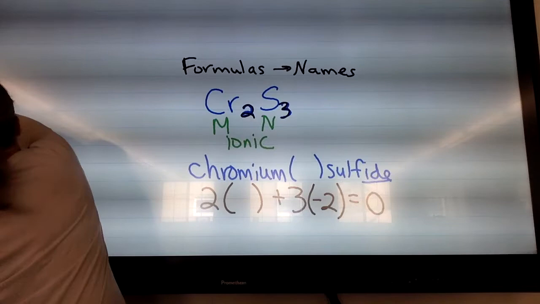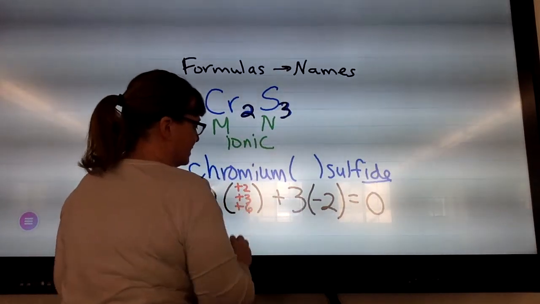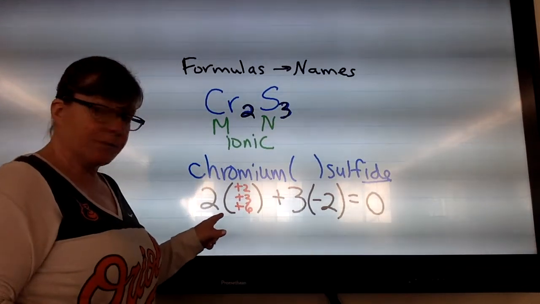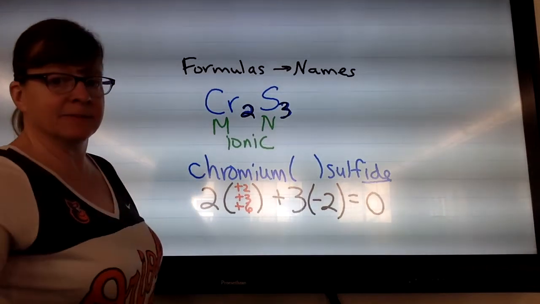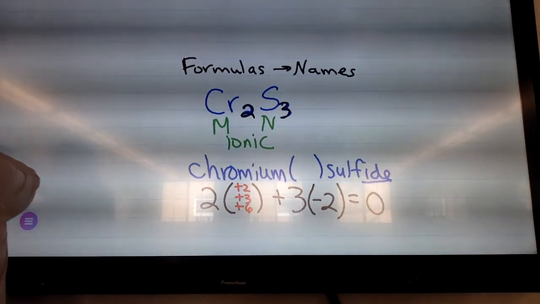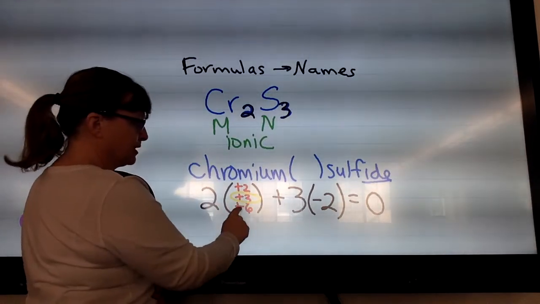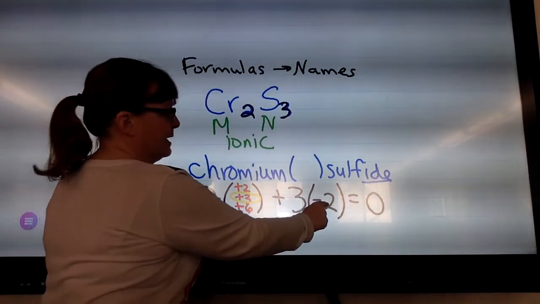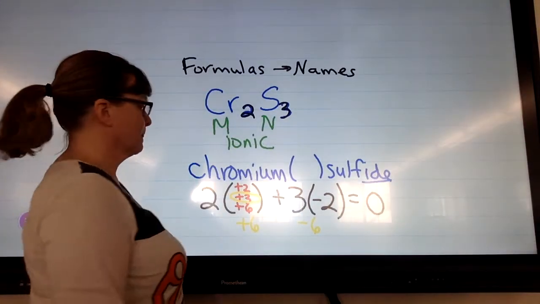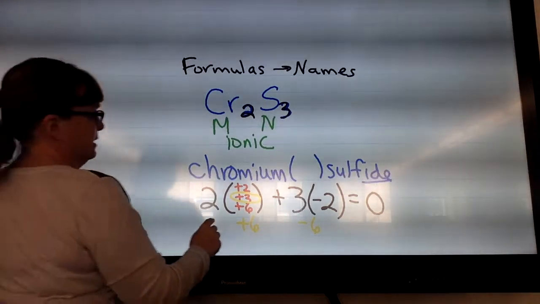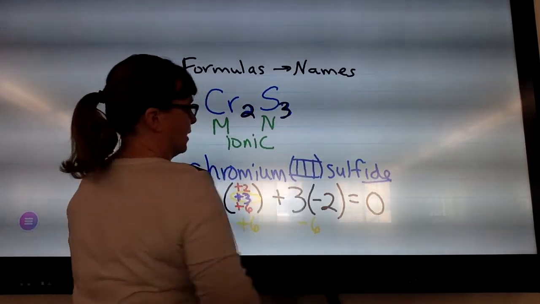Well, we have choices. Chromium can be +2, +3, or +6. This is from the periodic table. Which one of these will make this statement true? Take a second. Hopefully you said +3. 2 times +3 is +6. 3 times -2 is -6. And that will add up to 0. So my final answer, right, since it's +3, Roman numeral 3.